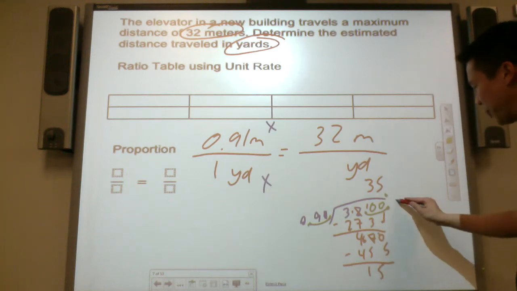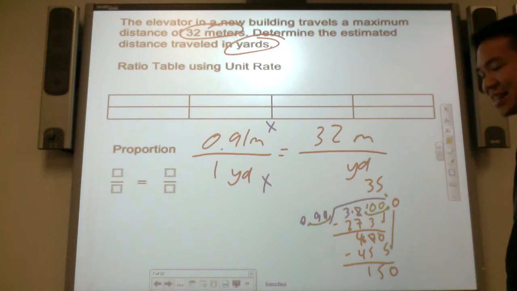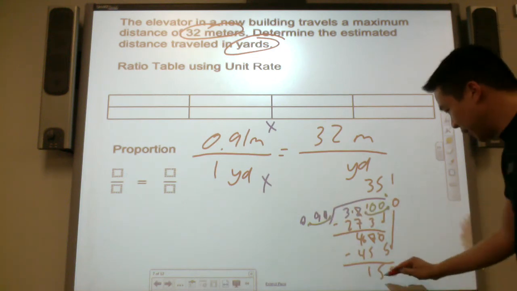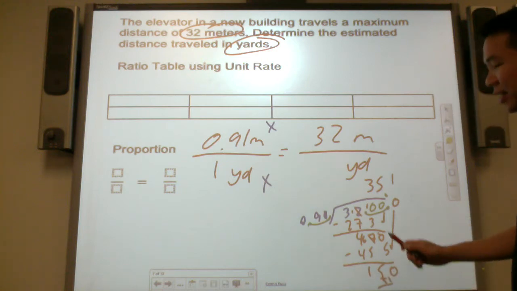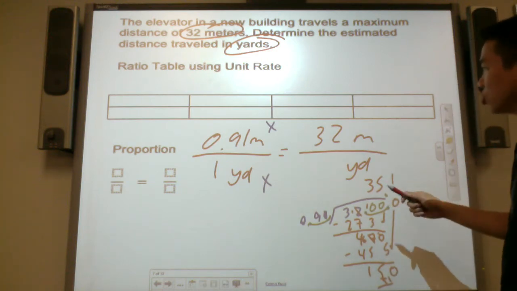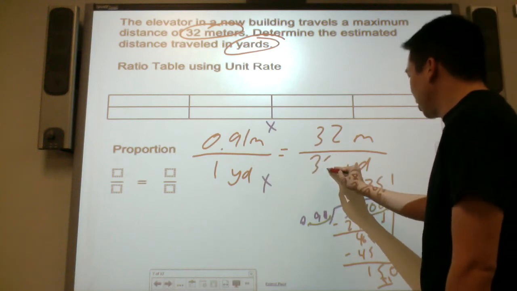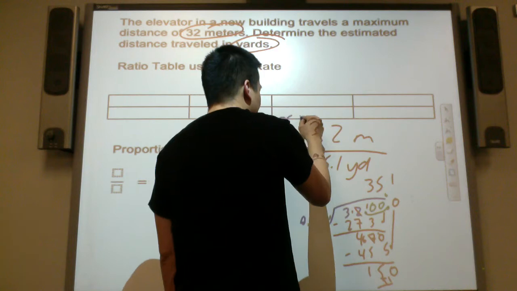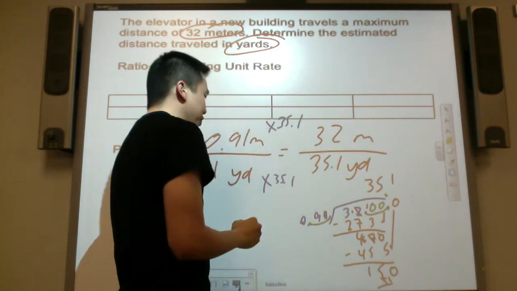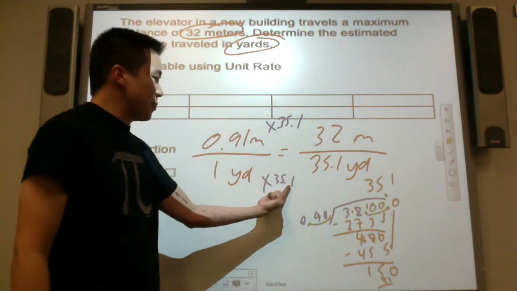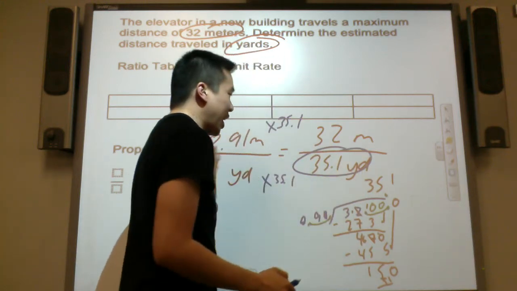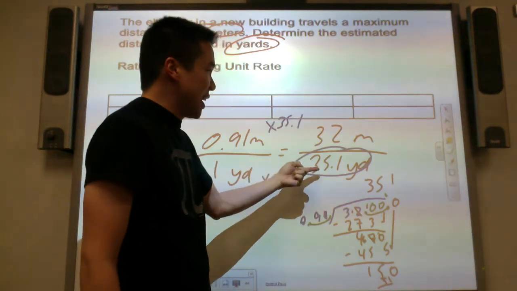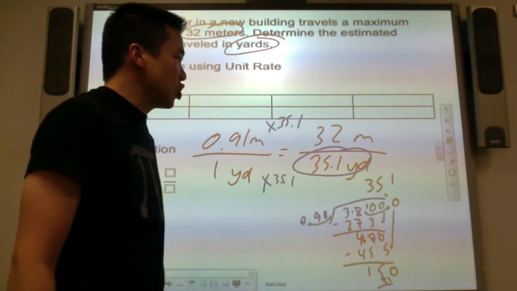If I subtract this, it will be 15. I want to get rid of this remainder. I don't think you can. I think you're going to have to estimate this to the nearest tenths place. How many 91s go into 150? 1 time. And you will have a remainder. And by the way, this will keep on repeating. So we're going to multiply by 35 and 1/10. So 1 yard times 35 and 1/10 is 35 and 1/10 yards. So 32 meters is the same as saying 35 and 1/10 yards.